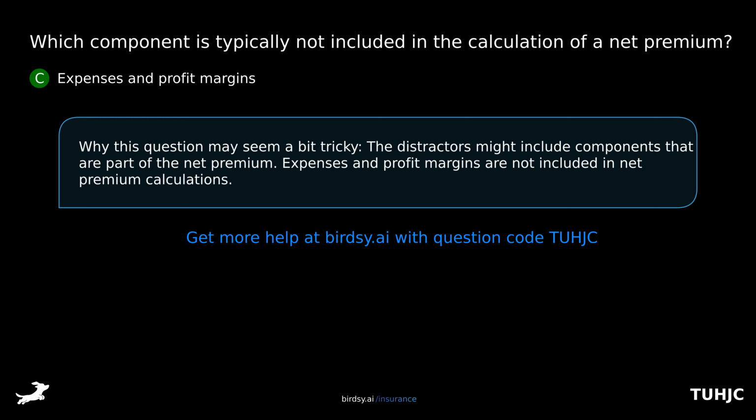Why this question may seem a bit tricky: the distractors might include components that are part of the net premium. Expenses and profit margins are not included in net premium calculations.